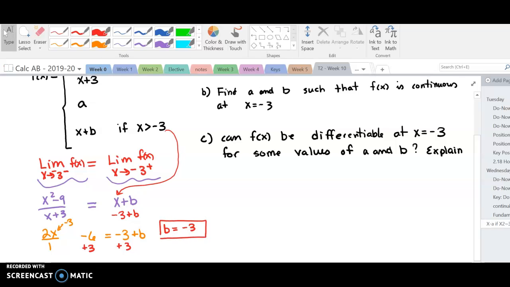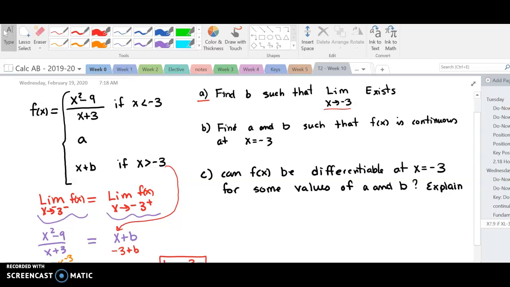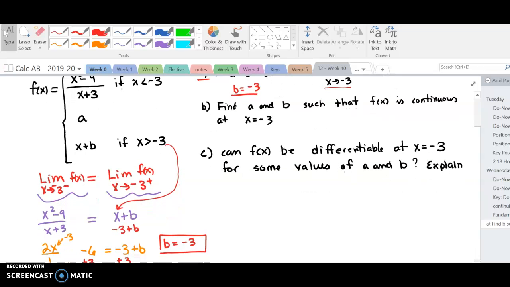So that's the answer. Yes, there is a b. b equals -3, because I set my left and right limits equal to each other.